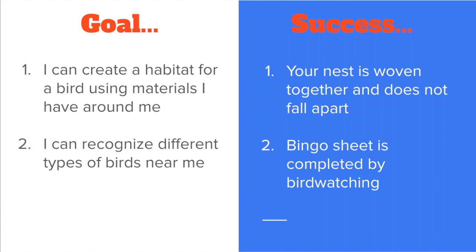Your second goal is to recognize different types of birds around you. You'll know you were successful if you completed the Mount Rainier Bingo in your backyard sheet. That way you can practice your birdwatching skills while practicing identifying different types of birds.